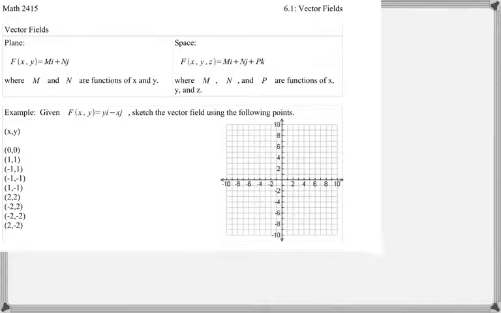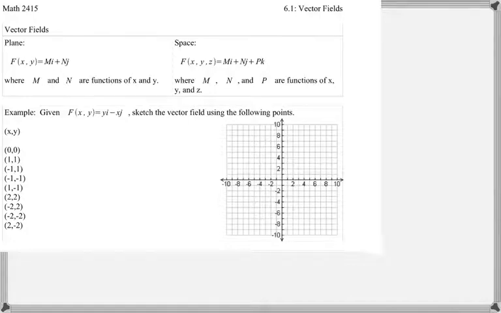F of x, y is equal to m i plus n j, where m and n are functions of x and y. Or if you're in space, F of x, y, z is equal to m i plus n j plus p k, where m, n, and p are functions of x, y, and z. So we're going to take a look at an example here. Our vector field F of x, y is equal to y i minus x j. We're going to sketch the vector field using the following points.